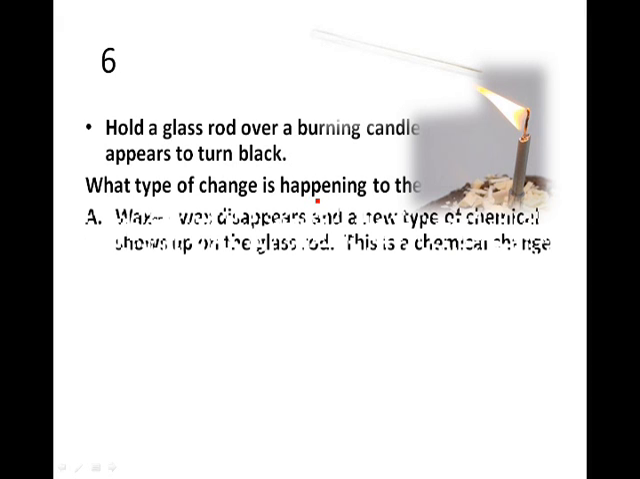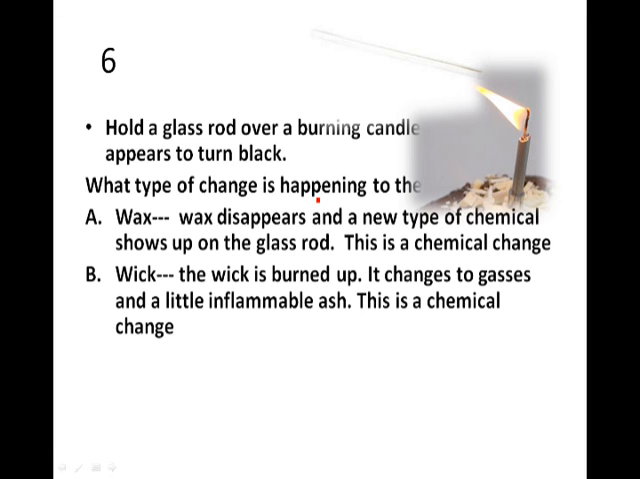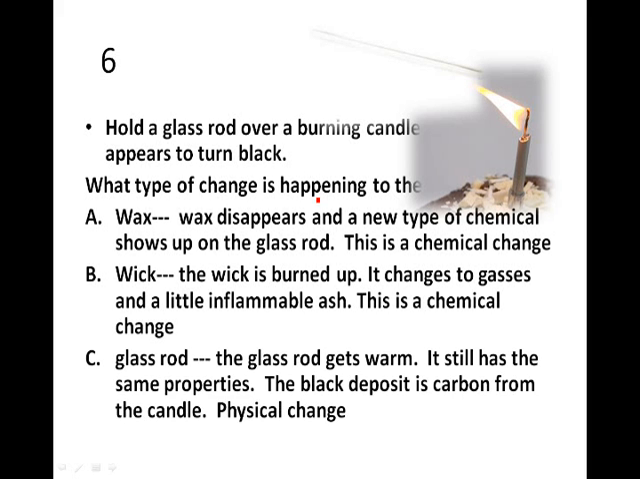What is happening at the wax? Of course, it's important here to recognize that this is a chemical change. And at the wick is a chemical change, and there's an explanation for why. And at the glass rod is just getting warm, so that's a physical change. The black deposit there is carbon from the candle.